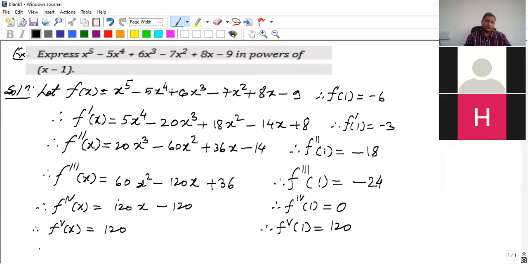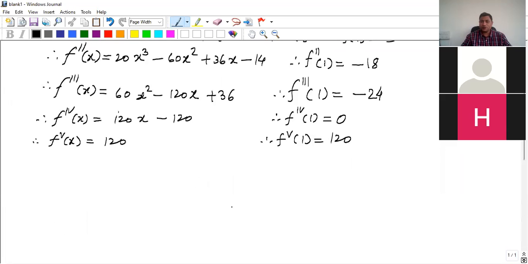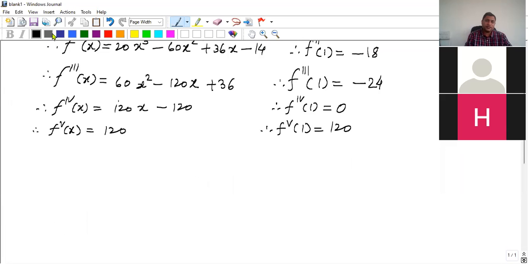What will be the next derivative? 0. Okay. So next onwards, once you have reached the constant term, the next terms are going to be 0. So we don't have to calculate the next terms. Once you have reached all the terms and the next term is going to be 0, that means we are able to write the Taylor series now.